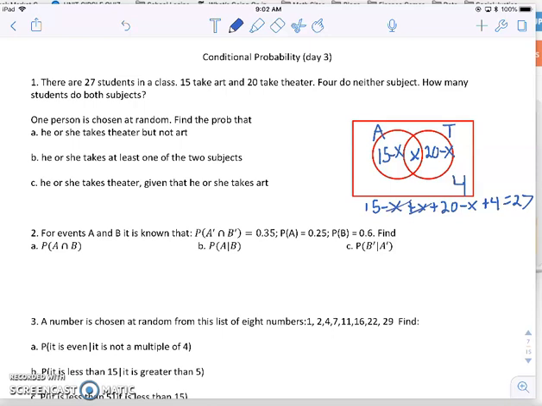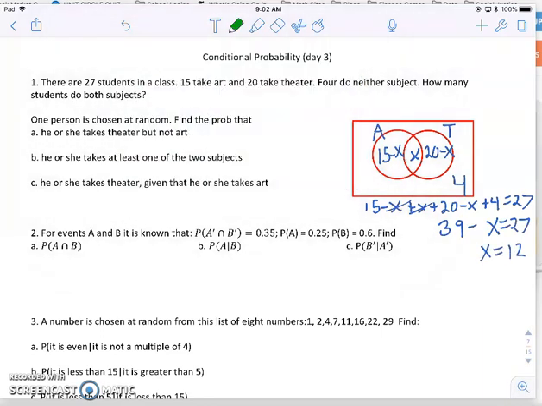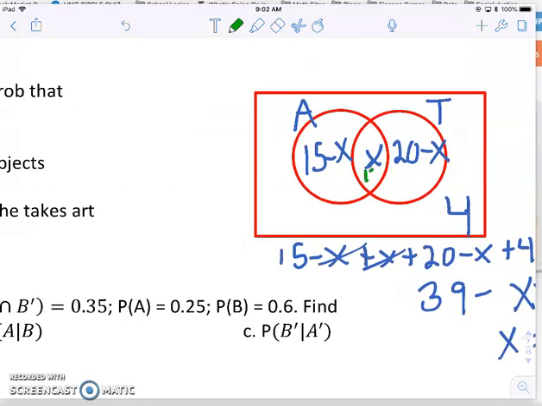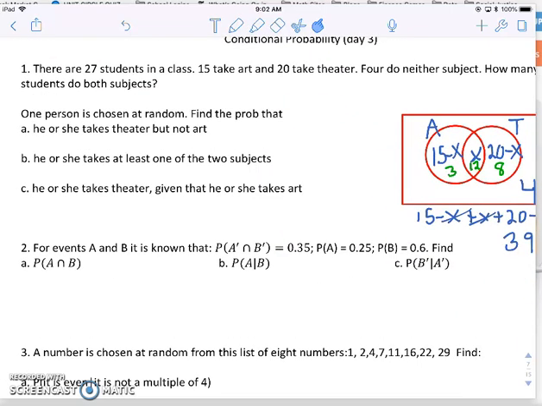So that's 39 minus 27, minus x equals 27. So that means x has to be 12. So if we went and filled in these numbers, we got 12 in the center. 20 minus 12 is 8. 15 minus 12 is 3. So how many do both subjects? Well, that would be 12.